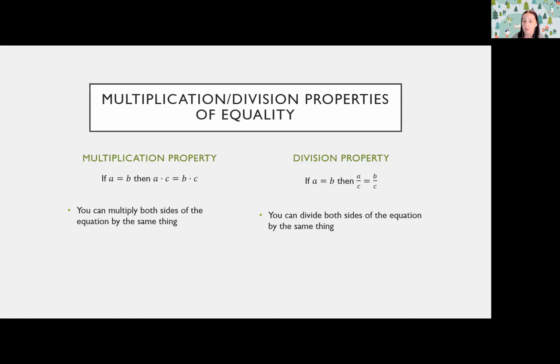And then we've got the multiplication and division properties of equality. So you can multiply or divide on both sides. You have to do the same thing in order for them to stay equal. So you can multiply both sides by the same number, or you can divide everything by the same number. But you have to do it to everything in order for it to remain equal.